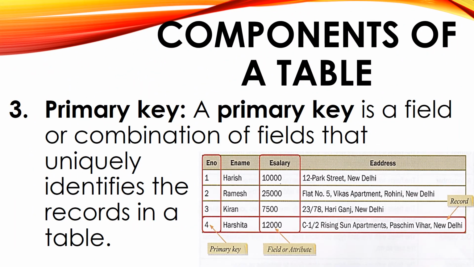Students, let's see third component of a table, that is primary key. A primary key is a field or combination of fields that uniquely identifies the records in a table. A primary key field cannot have repetitive values and cannot be left blank. As shown in the given table, E number field can be made the primary key as every employee has a unique employee number.